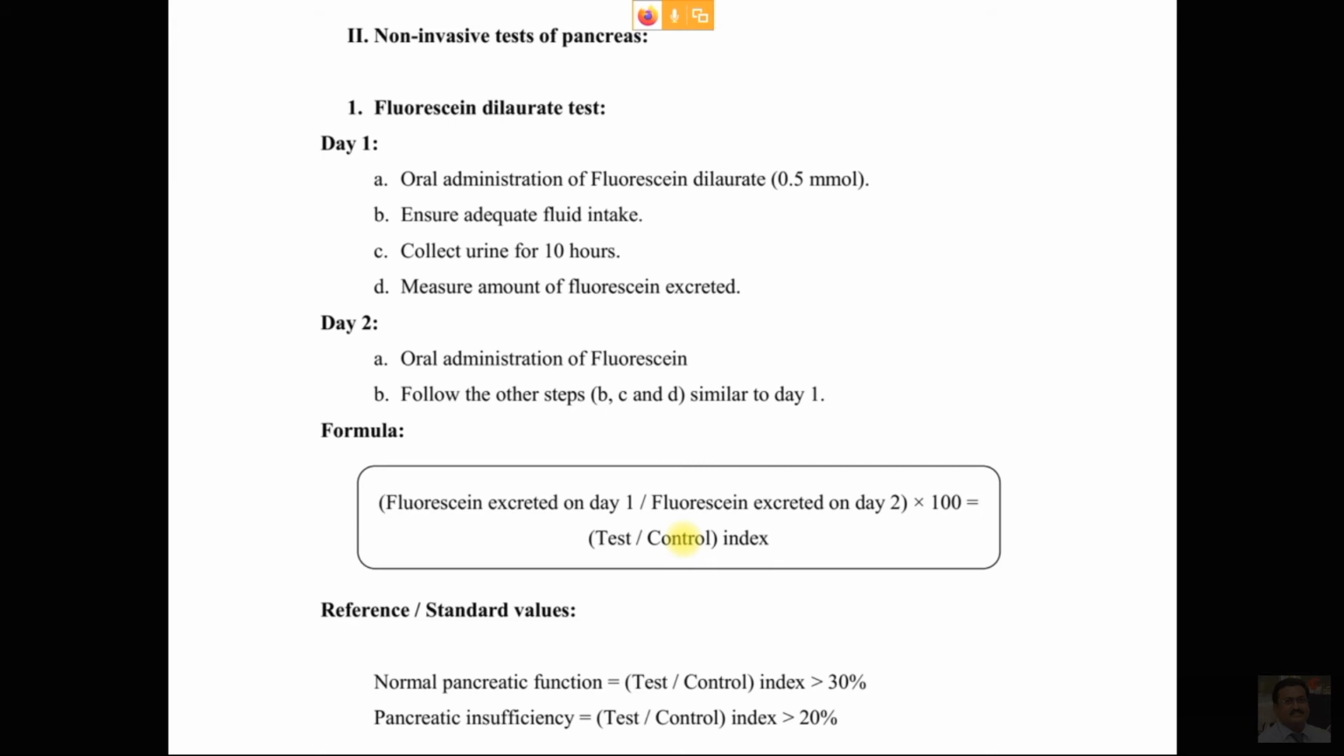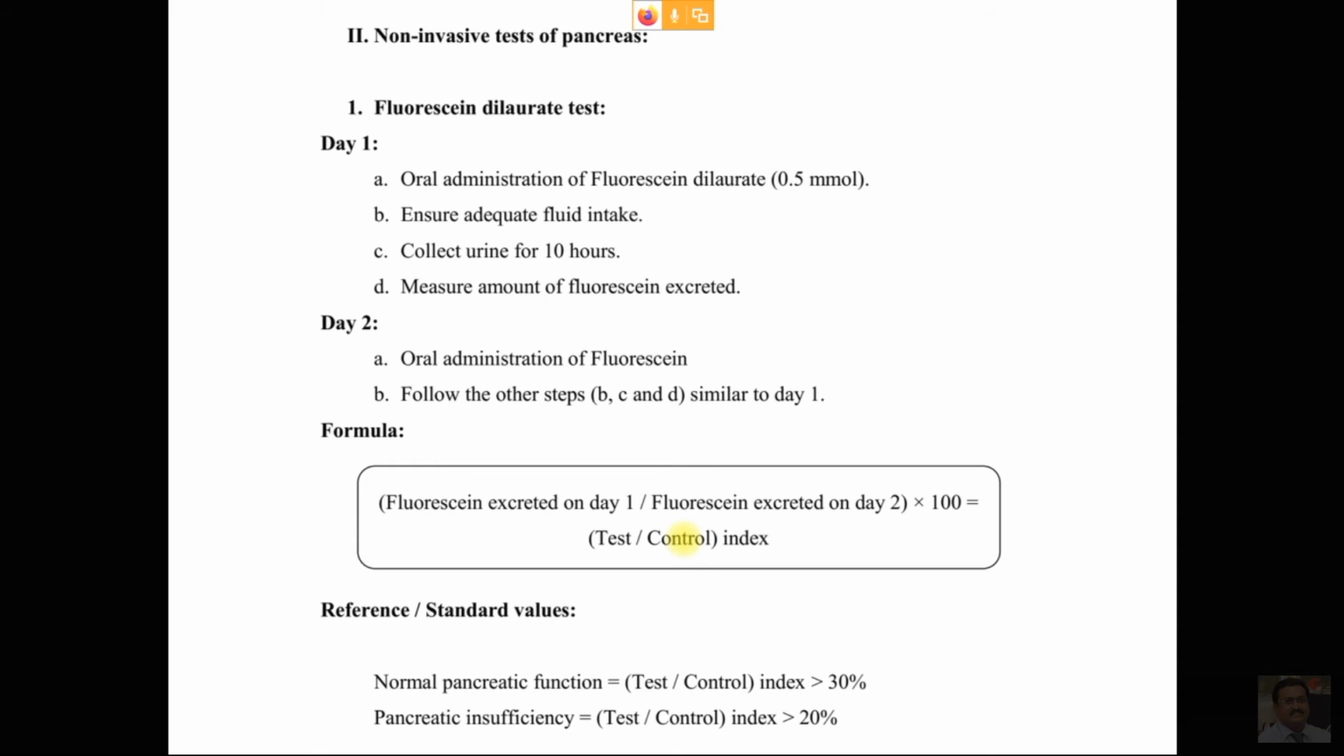So this substance, the fluorescein dilaurate, can be given to the patient by oral administration. The 0.5 millimolar concentration is the normal level. This is oral administration, which means we have to advise the person to take 0.5 millimolar fluorescein dilaurate. There is no taste to it; they have to drink it like water.